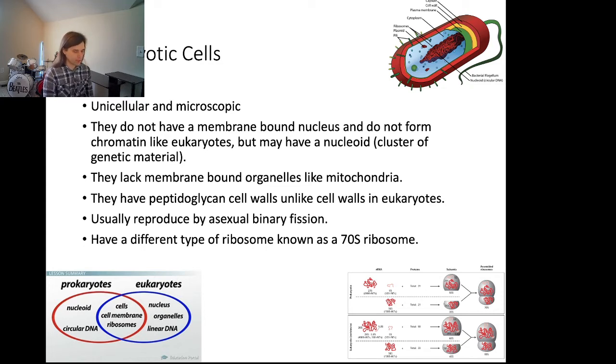One of the unique things about these guys is they have cell walls that are made out of a unique sugar-protein complex called peptidoglycan, hence the name: peptido, protein, glycan, sugar, that makes up their cell walls. That's not found in eukaryotes ever, ever, ever.